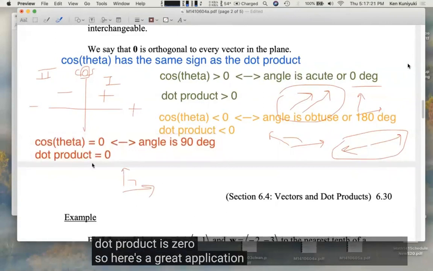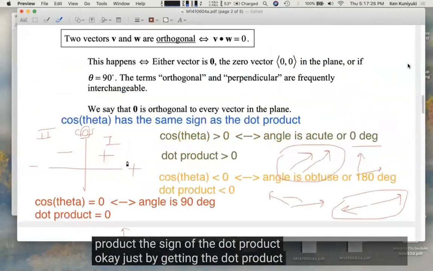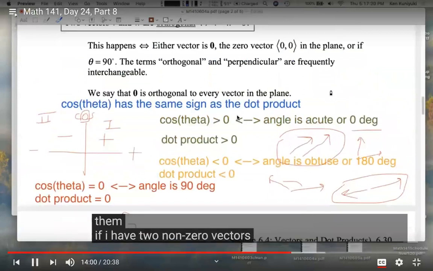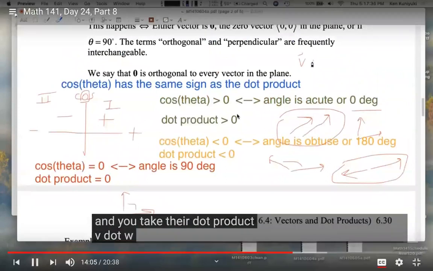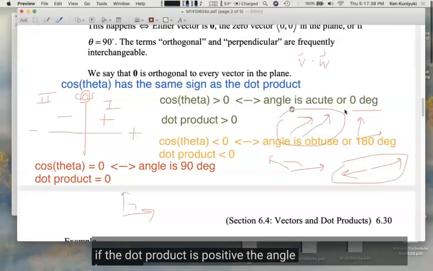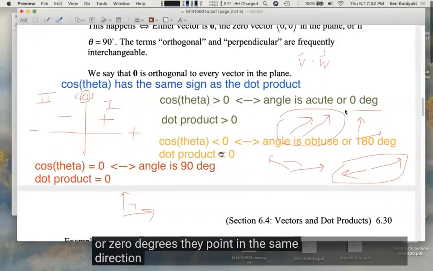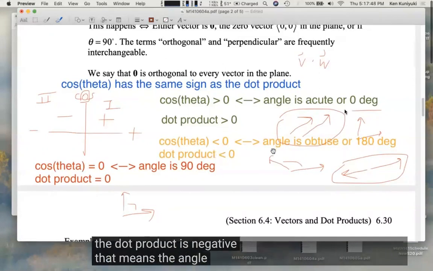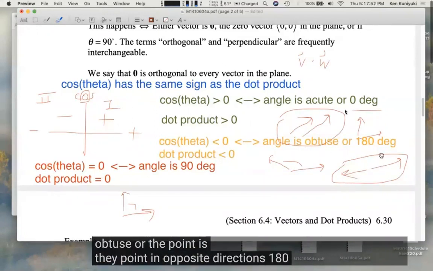So here's a great application of dot product. The sign of the dot product, just by getting the dot product, you can find the nature of the angle between them. If I have two non-zero vectors, V and W, and you take their dot product, V dot W: if the dot product is positive, the angle between them is acute or 0 degrees. They point in the same direction. If the dot product is negative, that means the angle between them is obtuse, or they point in the opposite directions, 180 degrees.